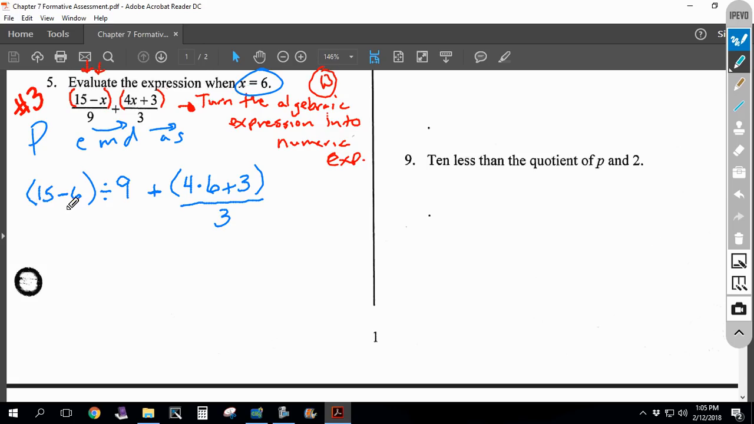So I see there are 2 sets of parentheses. We're just going to start on the left. So I'm going to do these first. That's going to give me 9. I can get rid of the parentheses now because it's down to one number.